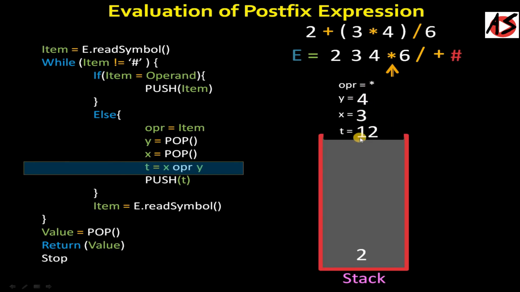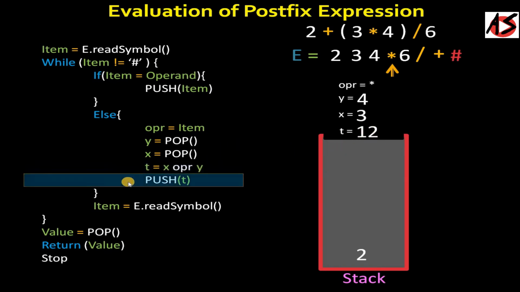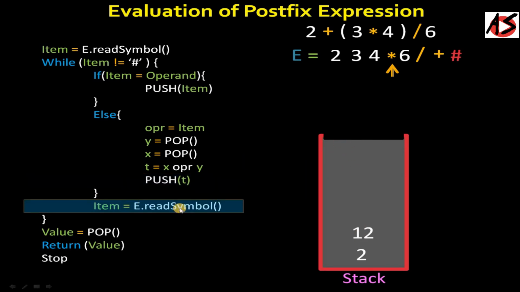So here you can see t is equal to 12. Now you will push the 12 into the stack. So you can see here 12 is pushed into the stack. Now you are moving ahead, you are getting read symbol call. So you are moving to the next symbol.